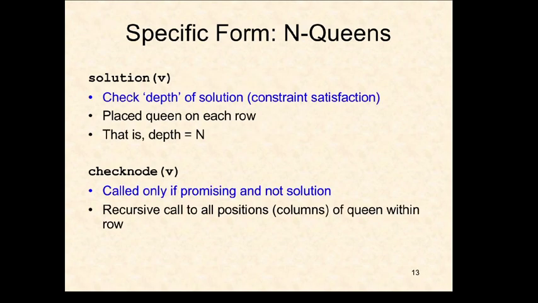So what we're going to look at here is how we're going to make this work. Our general solution is pretty simple. Have we placed n queens already? If we have, then we're done. Our check node is specific to n queens, and we're only going to make more calls if it's still promising and we're not a solution. We'll make more recursive calls, and we'll try a new row, and we'll try every position within that row.